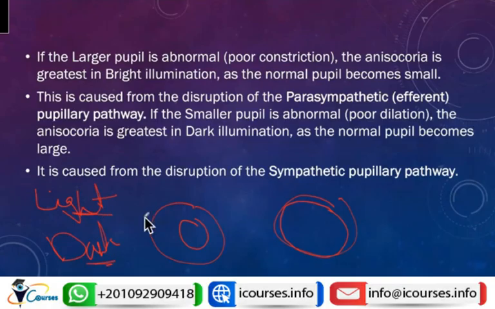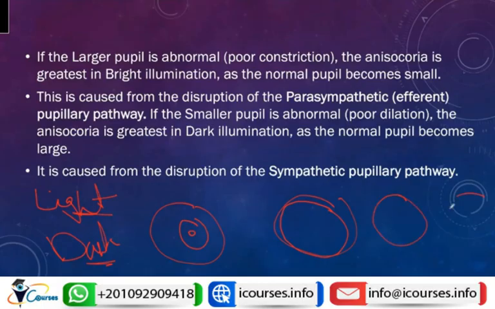In light condition, if we find that one pupil is constricting and the other is not constricting, so this will be small size, and this does not constrict, or this is dilated and fixed. So the anisocoria increases in light. This means that the larger pupil is the abnormal one.